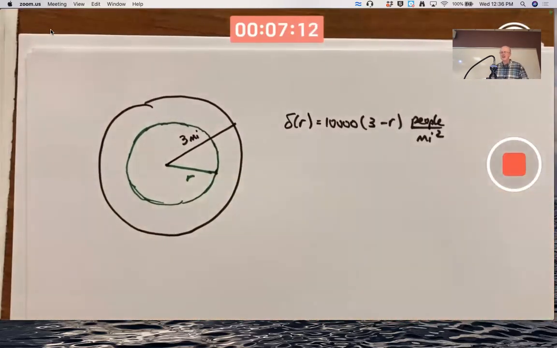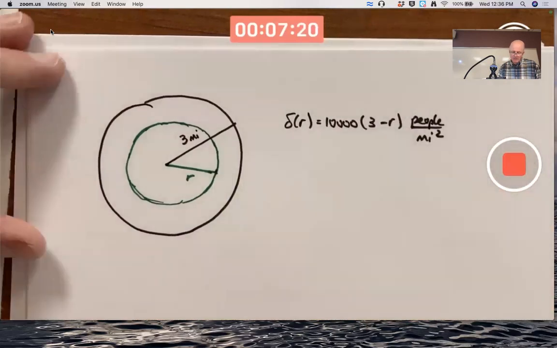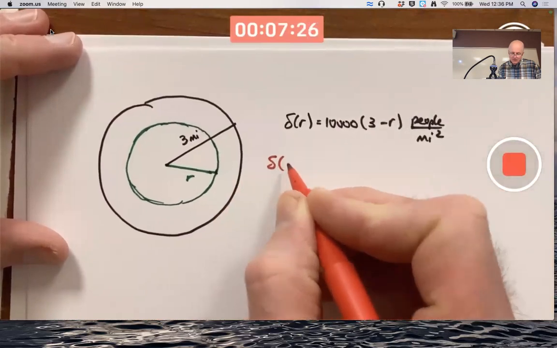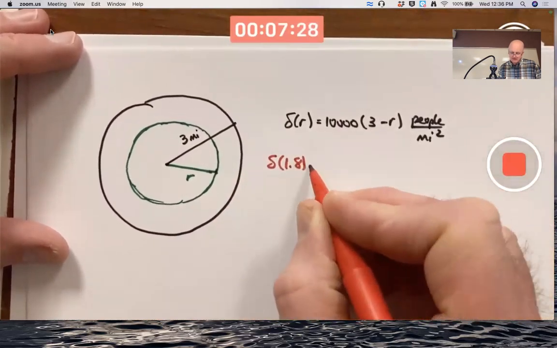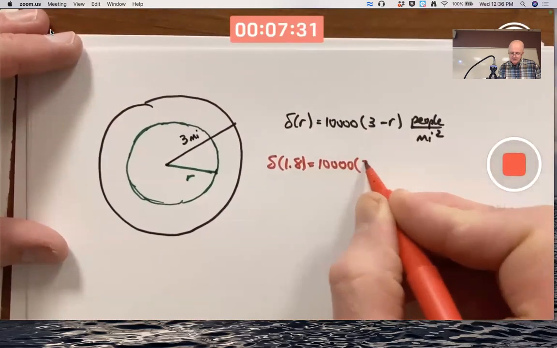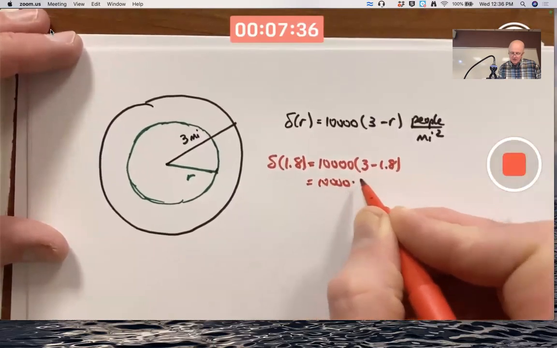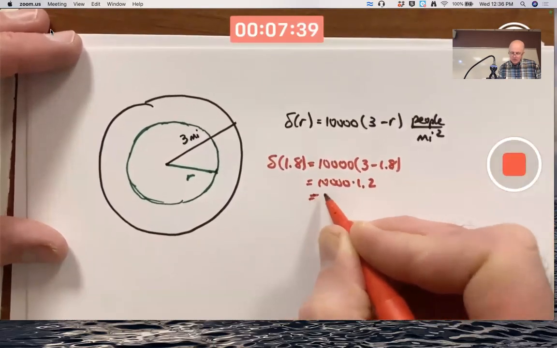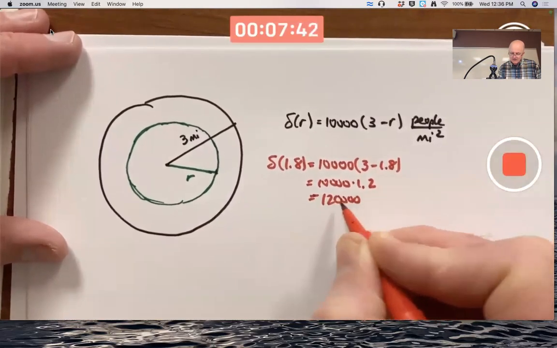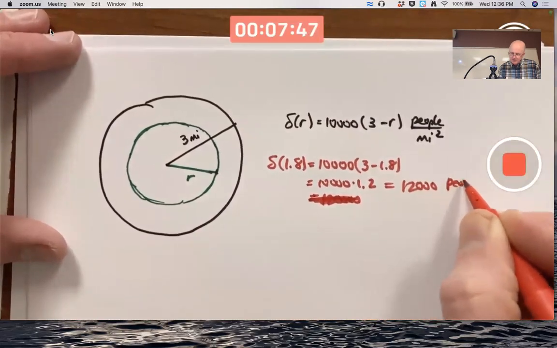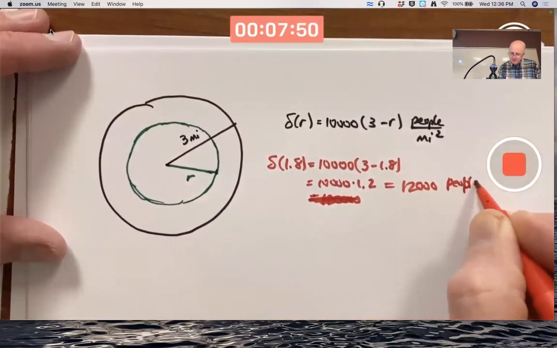But what does that mean? Well, let's just pretend r is, well, in this picture here, what does it look like it might be? Close to 2. Let's pretend it's like 1.8. What is delta of 1.8? That would be 10,000 times (3 minus 1.8), 10,000 times 1.2. 12,000. Oops, that's supposed to be a 12,000. 12,000 people per square mile.